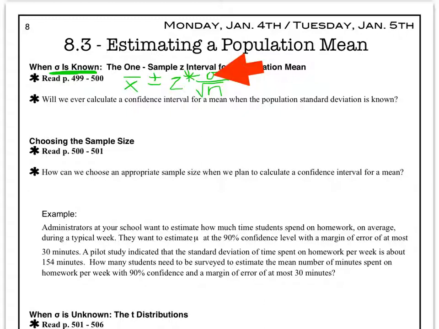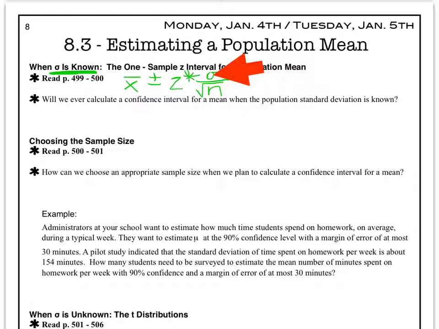However, this rarely ever is the case. Since we don't know much about our population, in fact, that's our whole goal, is to predict things about our population based on our sample information, it's very unlikely that we're ever going to know the actual population mean. So then we have to substitute it in with something else. And we'll talk about that in a second.